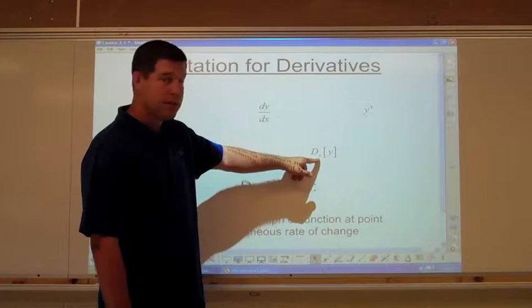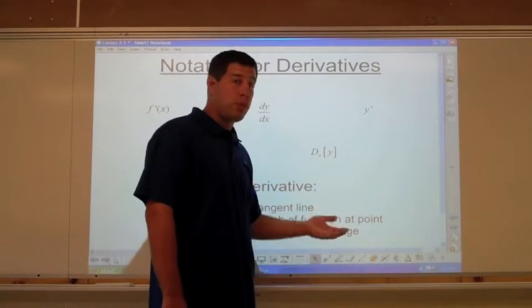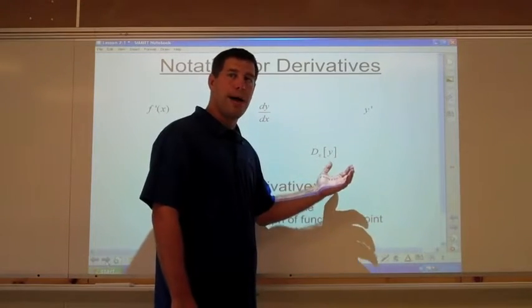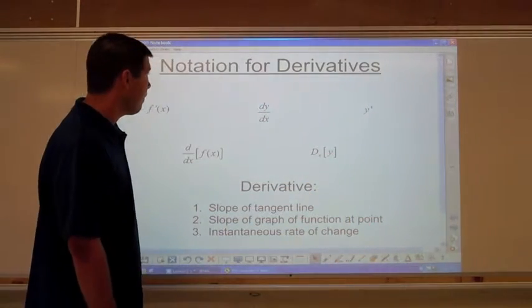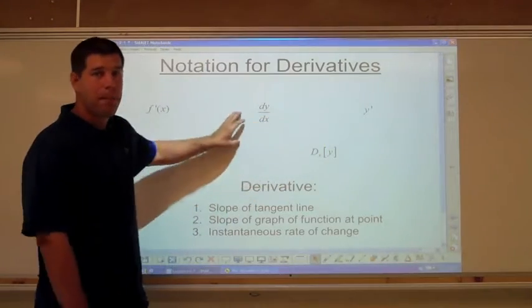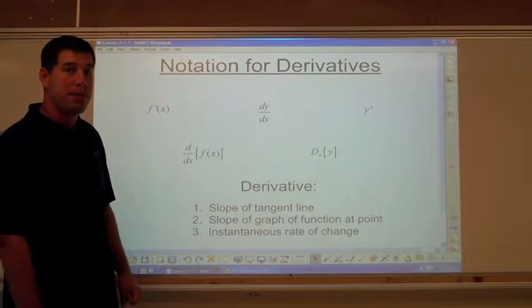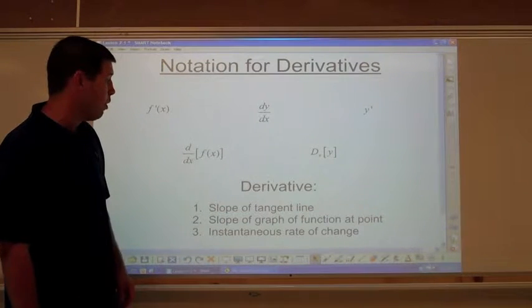Capital D with a little x, a subscript x, and then your brackets, and again your y, whatever it is, y equals 4x cubed minus 11, something like that. So these were the notations for the derivative. Again, the most common ones you'll see all the time, a fairly common one, and a relatively rare one, but still used and still important to be familiar with.